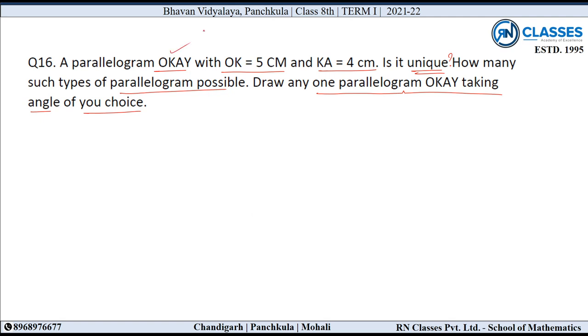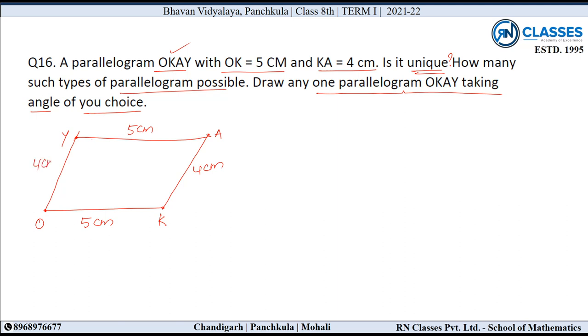Done. I'm saying OKAY is my parallelogram. In the parallelogram, this is O and this is K. This is 5 centimeters. Now KA, this is 4 centimeters. So KA, this is A. Pardon me, mine hasn't turned out very good. OKAY. This would be 5 because it is a parallelogram and this would be 4. Now tell me, is it unique?